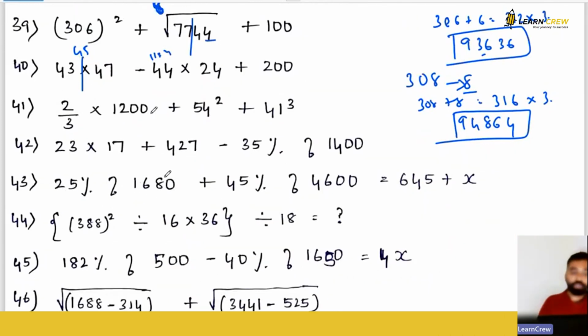2 by 3 into 1200. What is 2 by 3 into 1200? What is 54 square? 41 cube. I did not teach you that. Just leave it right now.